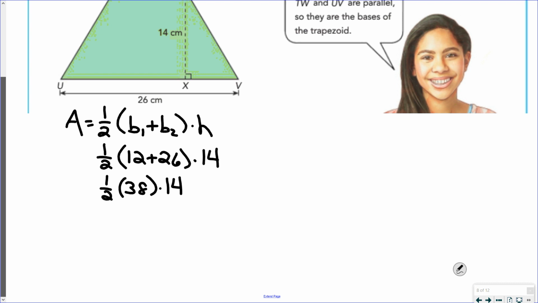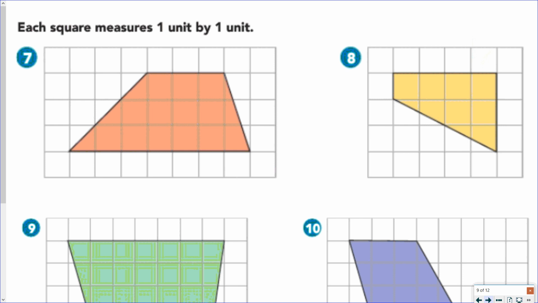I'm going to do half of 14 to get 7. So you'd have 38 times 7. 7 times 8 is 56. 7 times 3 is 21 plus 5 is 26. So that would be 266 square centimeters. And at this time, go ahead and pause the video, work these problems. When done, resume video, and we'll go over the work.